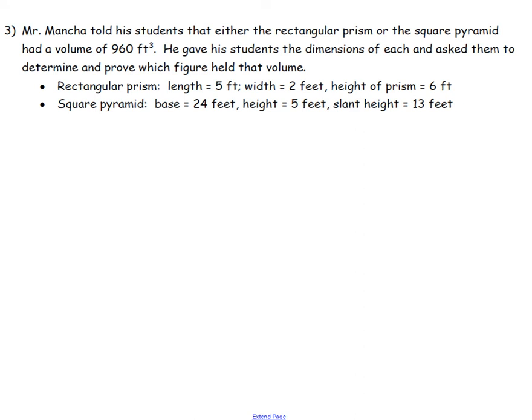Next question. Mr. Mancha. Who's that? Mr. Mancha, number 3. Mr. Mancha gives them 2 shapes, says one of them has a volume of 960 feet. Which of these has a volume of 960 feet? So rectangular prism, remember, it's basically just multiply all 3 numbers together. What's 5 times 2 times 6? 60. So I was on the wrong side. That's probably not it. How about the volume of a pyramid? It's the same thing, except we take a third of it.